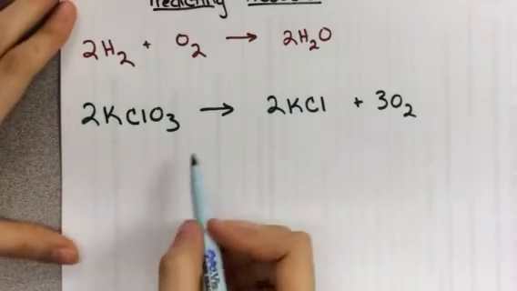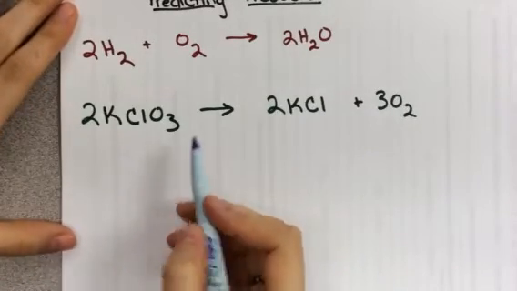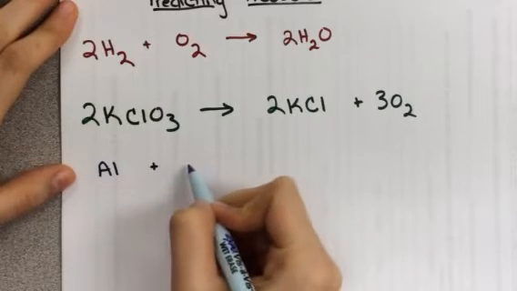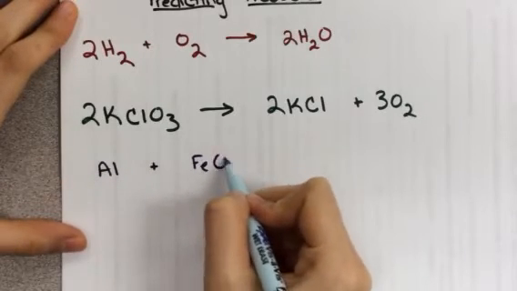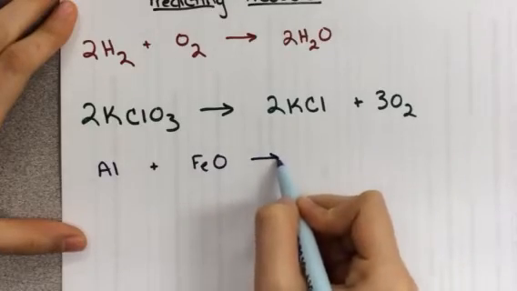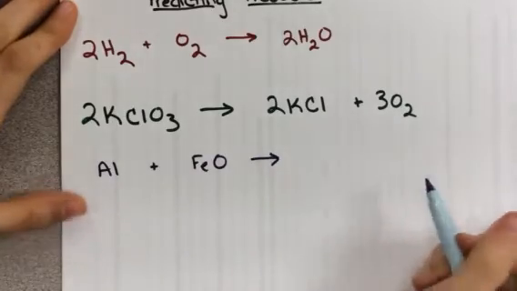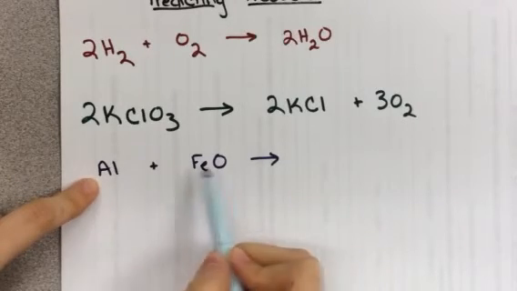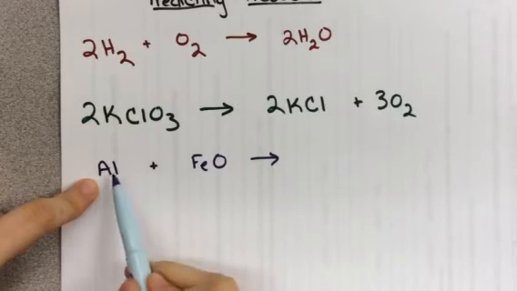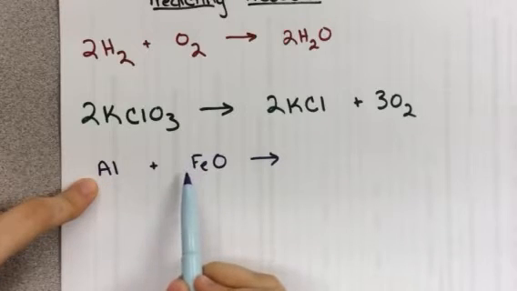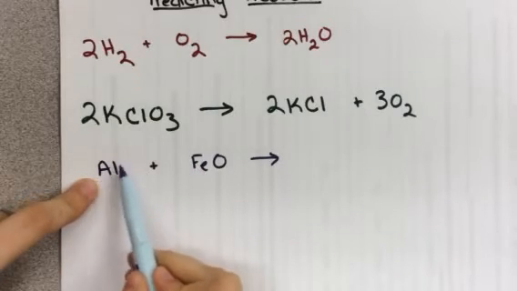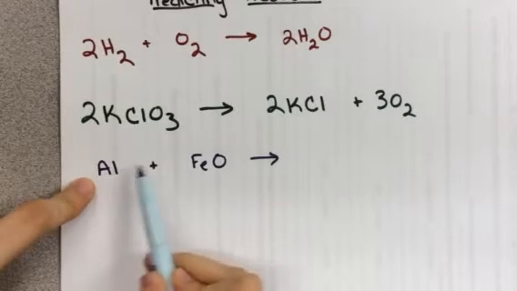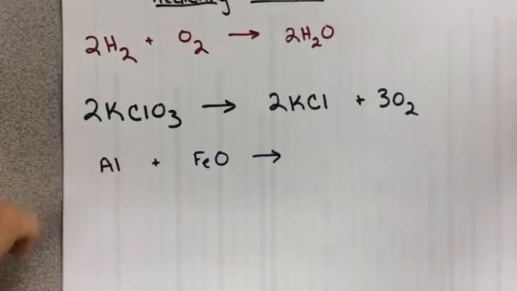The next one we'll look at is a single replacement. So now we've got aluminum and iron 2 oxide yields what? So the idea here is now you've got aluminum and you've got iron. Those are 2 metals. And if this is going to be a single replacement, and we know that because aluminum is not bonded to anything, it is on its own, then aluminum would have to take iron's place.